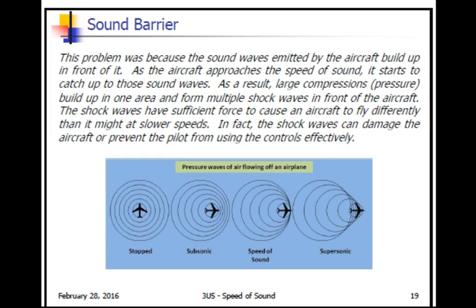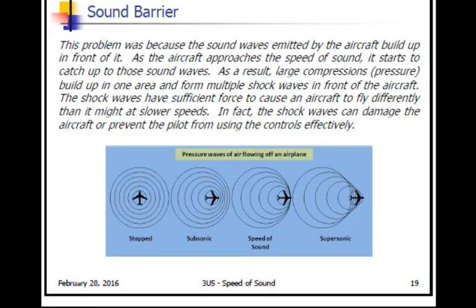So when an aircraft is stopped, we have concentric sound waves around it. As the aircraft is traveling, it's essentially moving towards the sound waves that it produces. So it has a compression of those sound waves. When we reach the speed of sound, all of those sound waves are right at where the aircraft was, and then at supersonic speed, the plane is traveling faster than the sound that it produces.